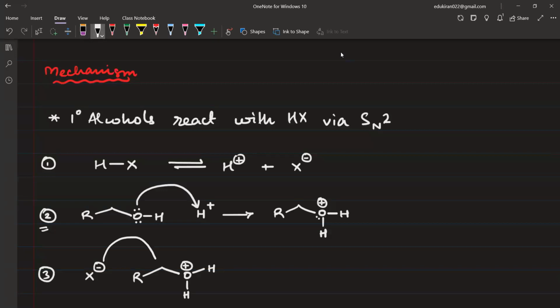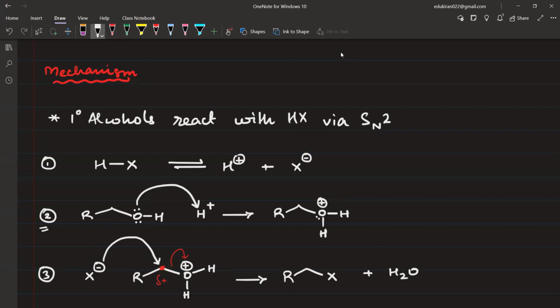This X negative is going to attack this carbon atom, the alpha carbon atom. This carbon atom is delta positive, because it is attached with oxygen, which is having a positive charge. The electronegative oxygen atom is pulling electrons from the carbon. Now, as soon as this X negative attacks, the bond breaks and the electrons move to oxygen to neutralize it, and we get R, this carbon atom as it is, and an X atom in place of O, plus you will get a water molecule.